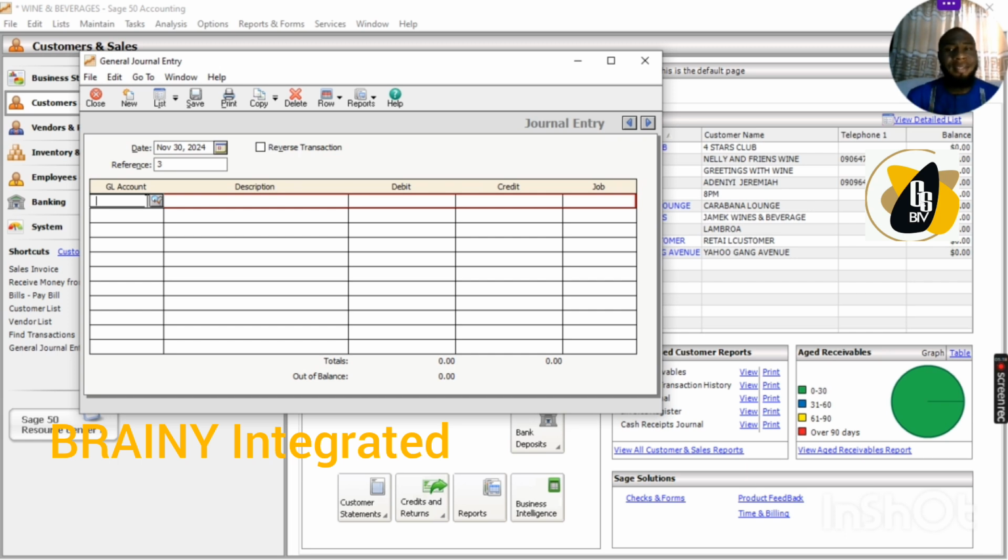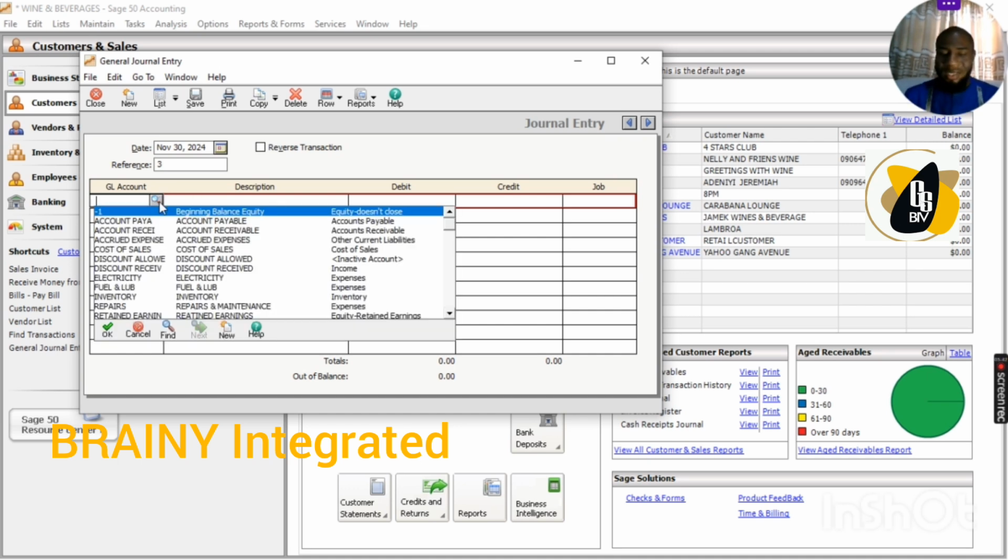But since the salary is yet to be paid, and we are also assuming that there is no tax and no pension, we are going to be dealing with just two accounts here. The first one is the salary expense, while the second one is the salary control account to record this accrual. So I'm going to click on this and look for salary expense accounts.